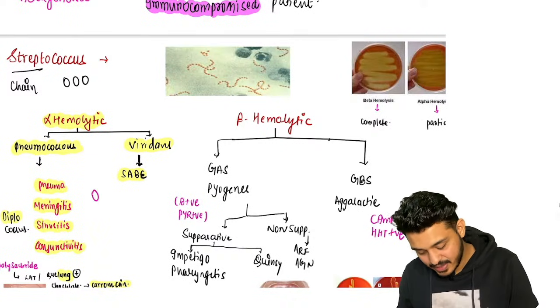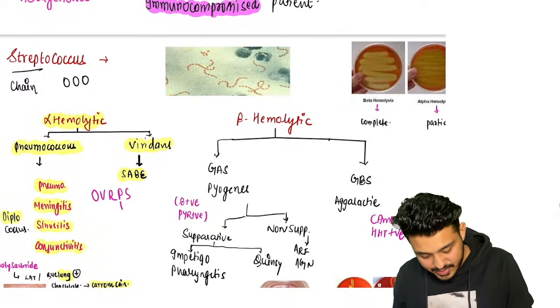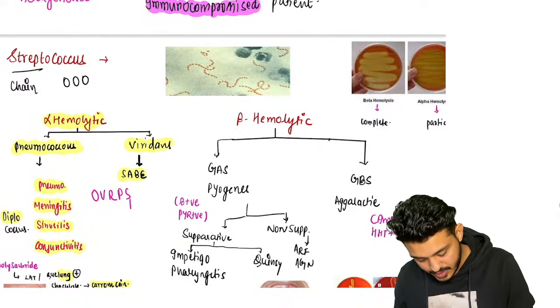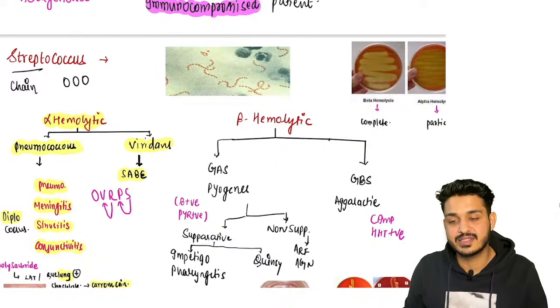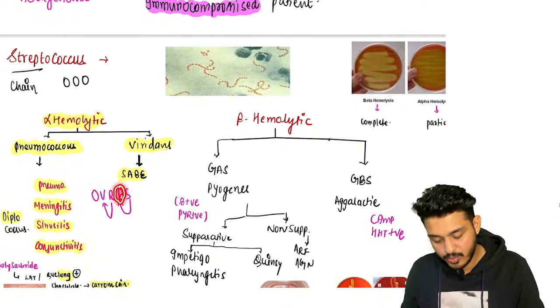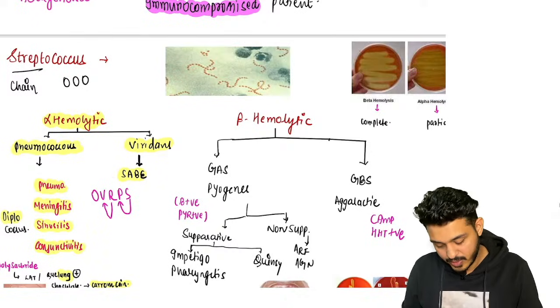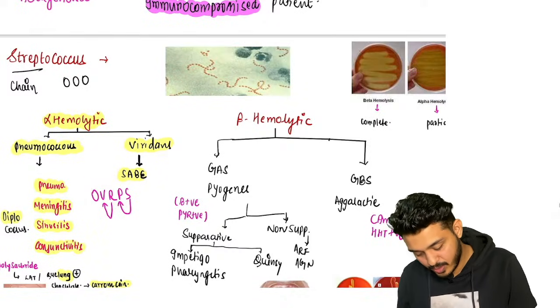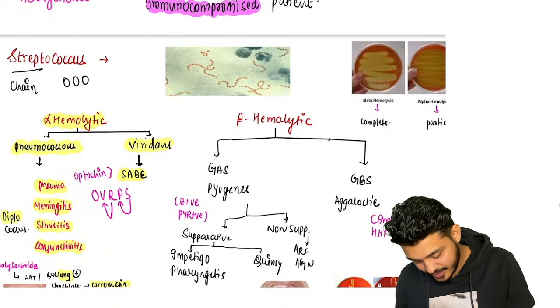If it is sensitive, you can remember the mnemonic overpass. If it is sensitive, this is going to be pneumococcus. If it is resistant, this is going to be viridans. So if they write optochin sensitive bacteria, your answer will be pneumococcus. If they write optochin resistant bacteria, your answer will be viridans. This is how you need to remember overpass, on the basis of optochin sensitivity. Optochin is an antibiotic.